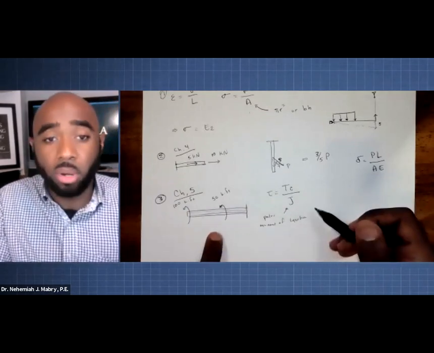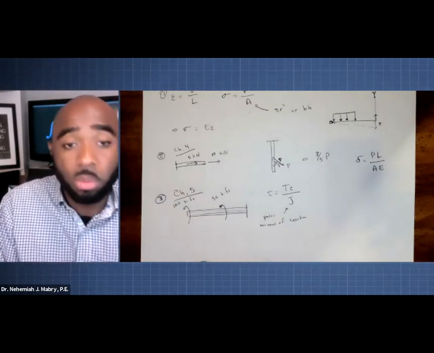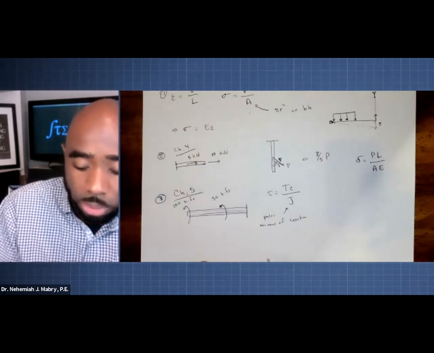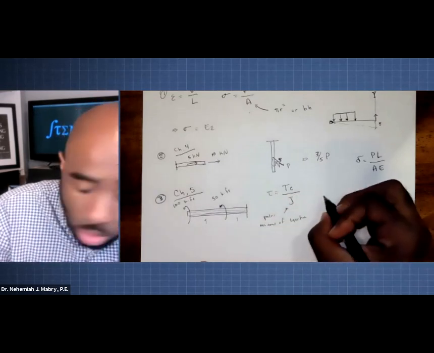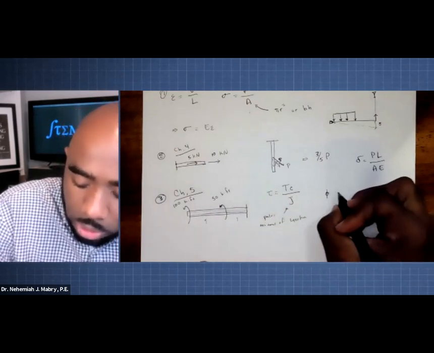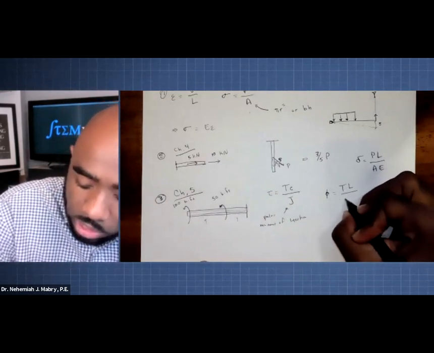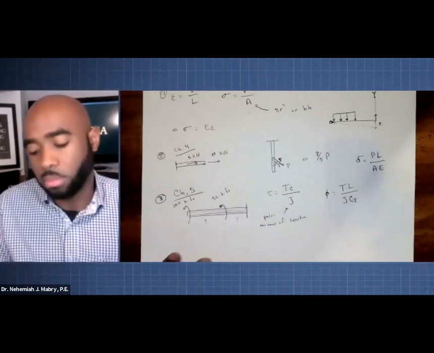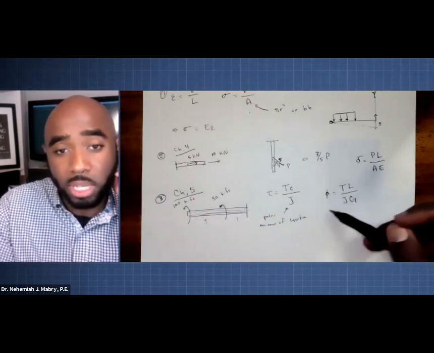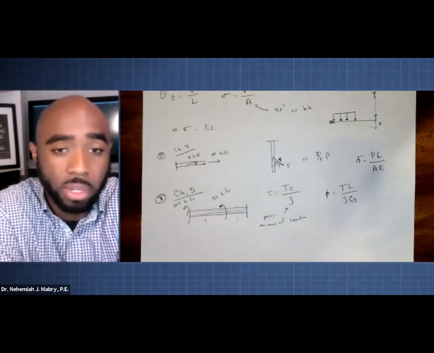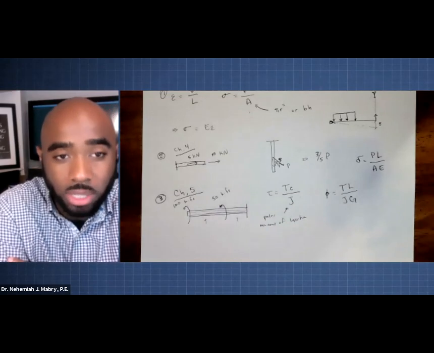And that changes depending on whether this is hollow or solid. Or you may be in a situation where we're talking about statically indeterminate, and you're going to have to determine what the internal torque is, which allows you to then solve for this angle of twist. It's going to be TL over JG. Problems that involve both of these equations are the ones you want to be very familiar with.